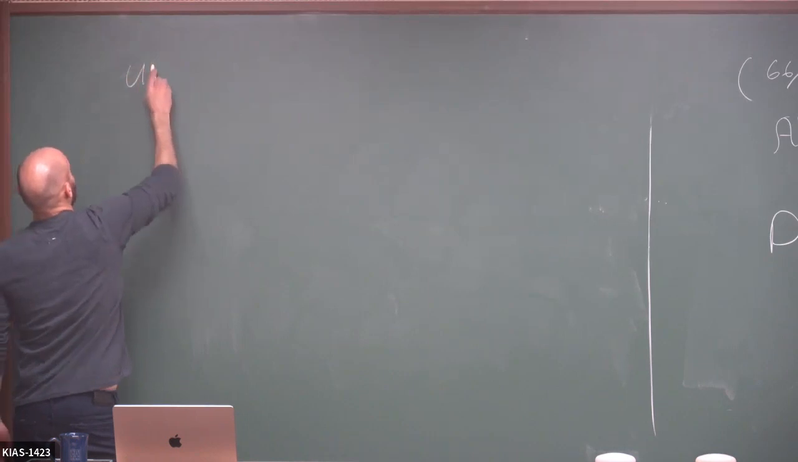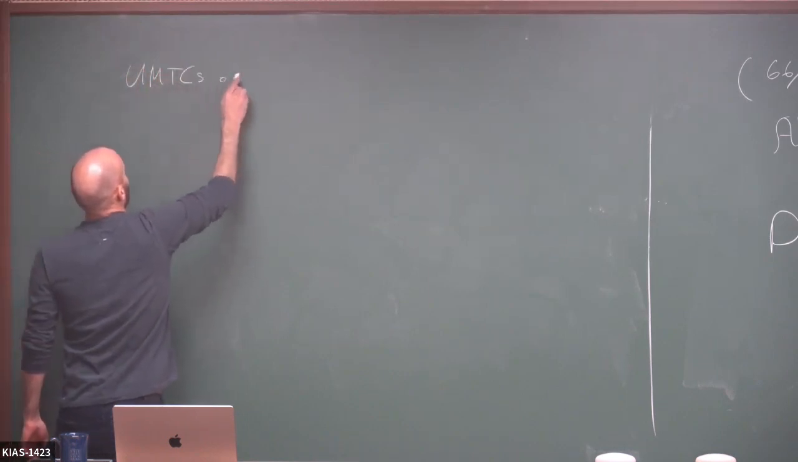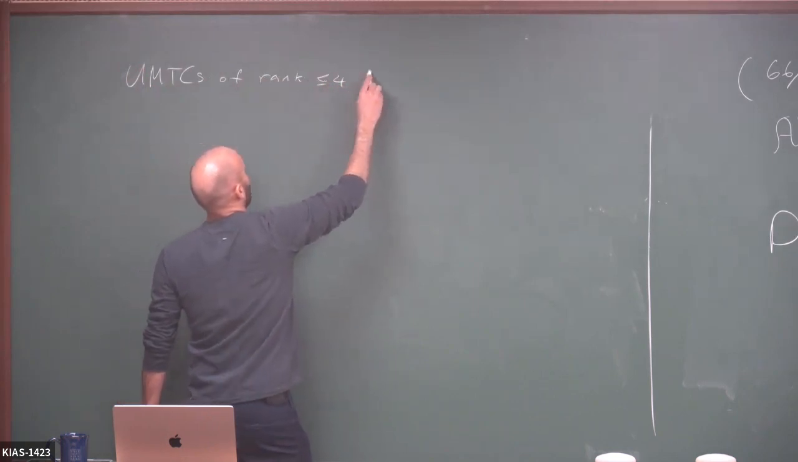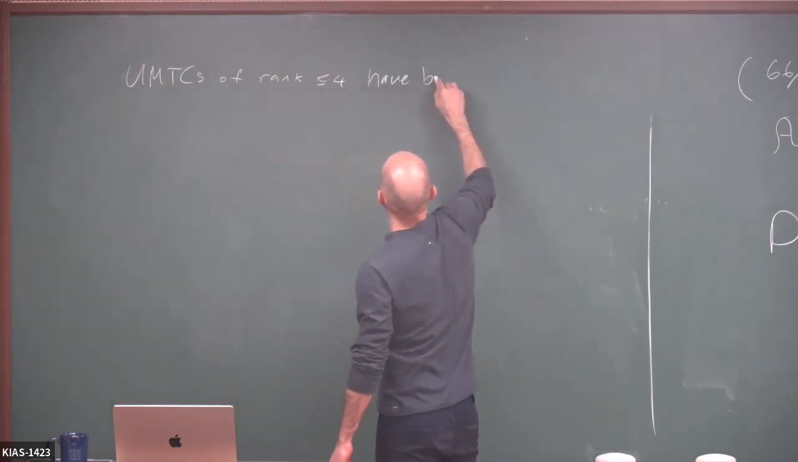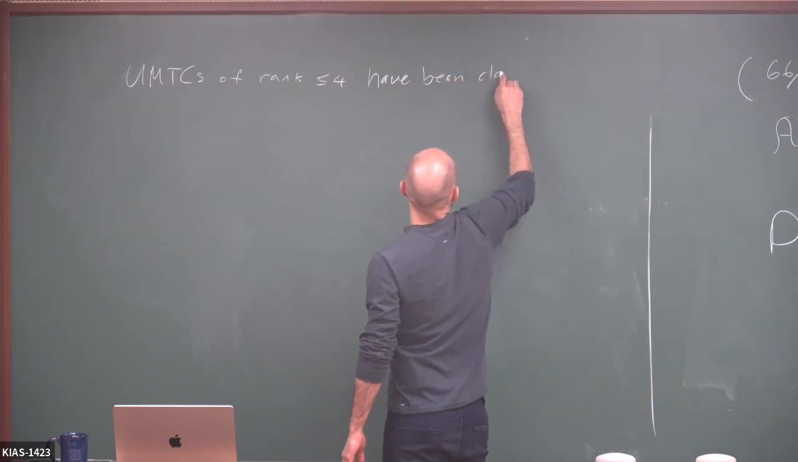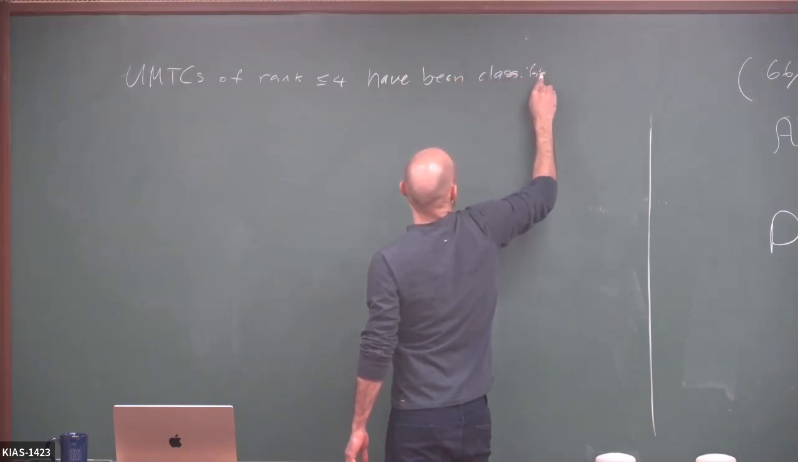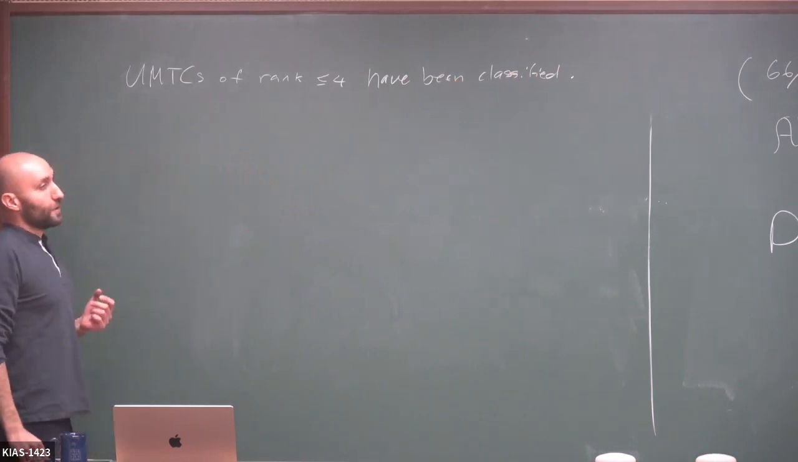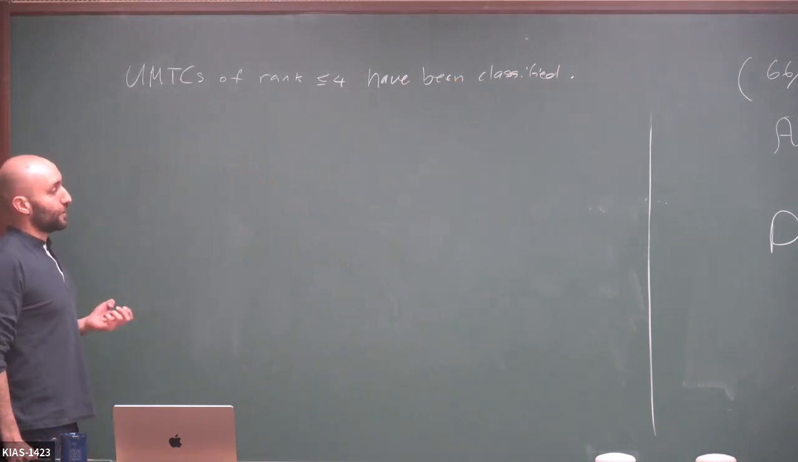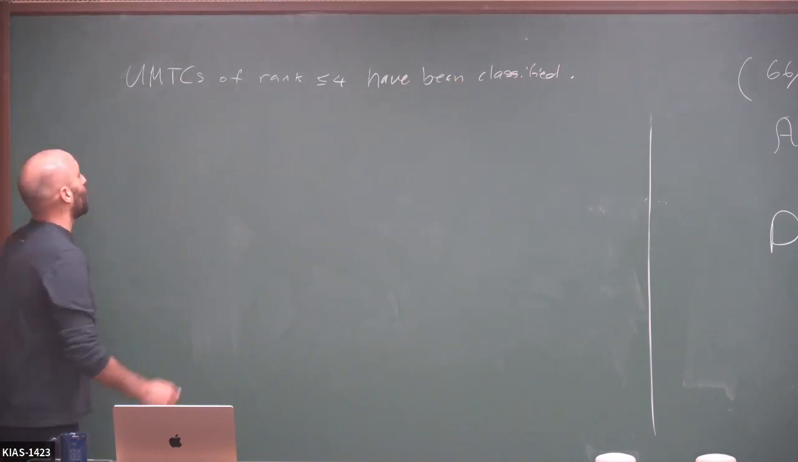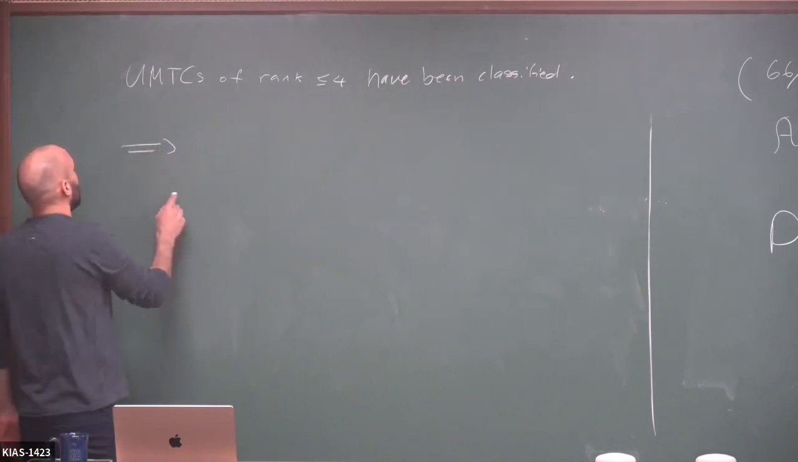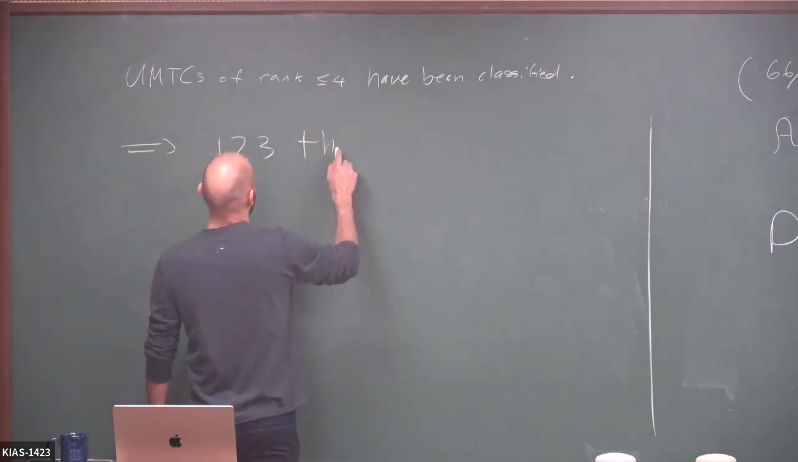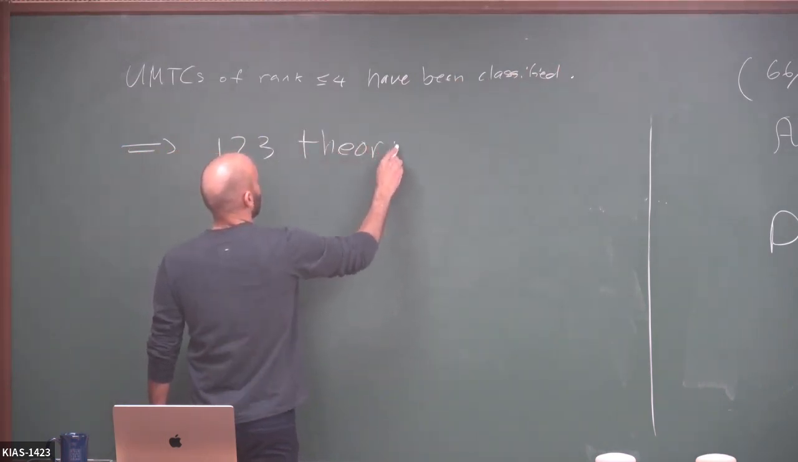UMTCs of rank 2, actually of rank even up to 4, have been classified. So you can enumerate all the genera and take the corresponding cosets. It's a very painful process, but at the end of it all, you find 123 theories, most of which are new.